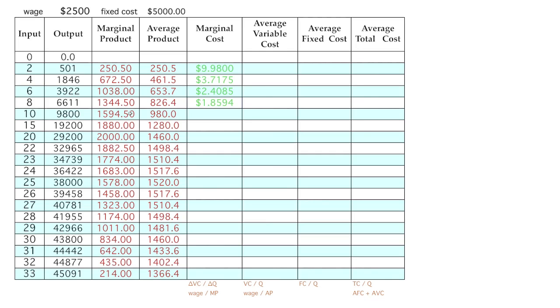1.8594. So again, I'll just do the second formula here. Take 2,500 divided by 1,594.5. You'll get here 1.5679. Now again, this would be rounded off to basically $1.57.